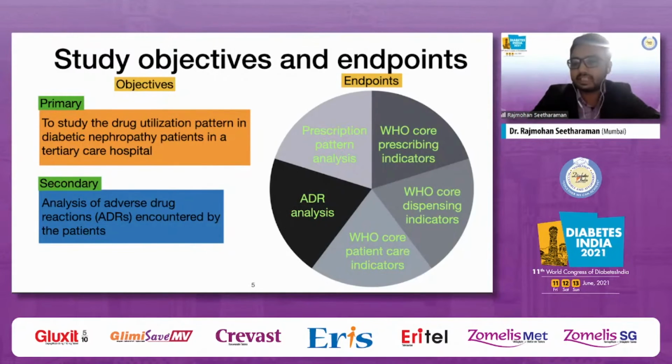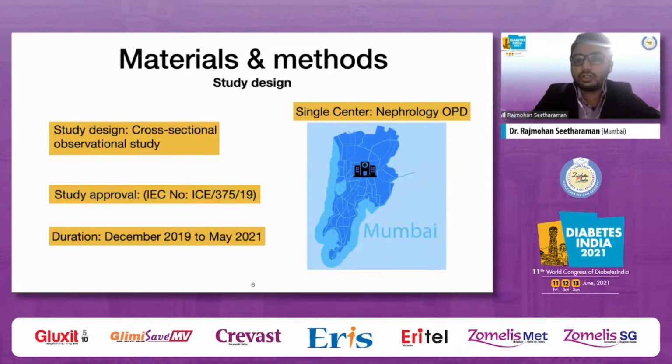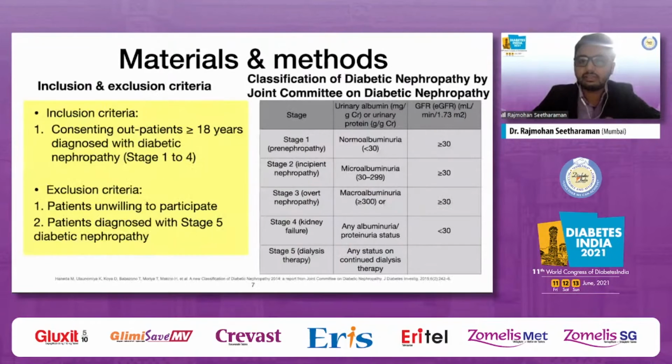Our endpoints were prescription pattern analysis, WHO core prescribing, dispensing and patient care indicators, and ADR analysis. So a cross-sectional observational study was conducted in the nephrology OPD of a tertiary care hospital in Mumbai from December 2019 to May 2021. We included stage 1 to stage 4 diabetic nephropathy patients, and we excluded patients who were not willing to participate and stage 5 diabetic nephropathy patients. The classification was done based on the Joint Committee on Diabetic Nephropathy classification, which is mentioned here.